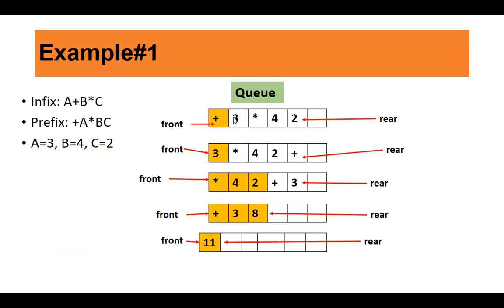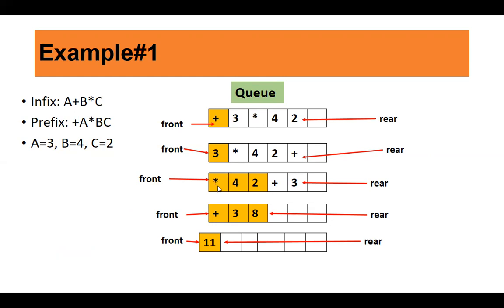Now front is pointing at 3, because plus is deleted. Now again, you read 3, which is an operand. Whenever you read an operand, just delete it from front and insert it at rear. Now front is pointing here.